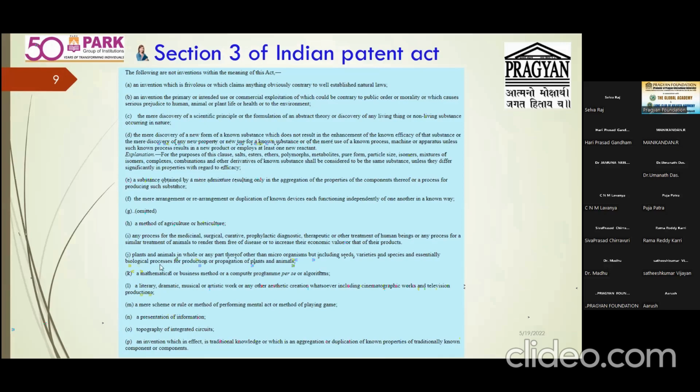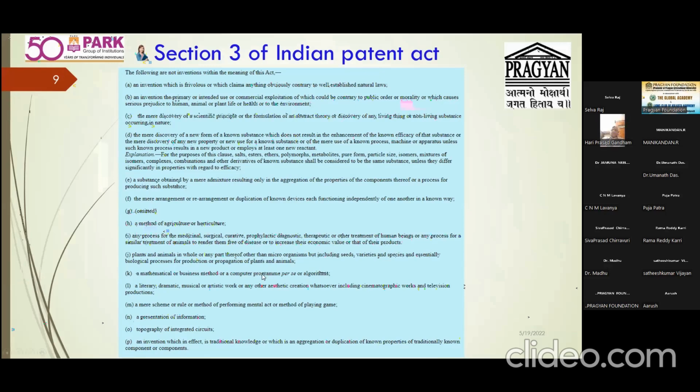Also, under section 3(h), a method of agriculture or horticulture may not be patentable. If you have any mathematical equations, like A equals H plus C, they cannot be patented. Any mathematical equations cannot be patentable.